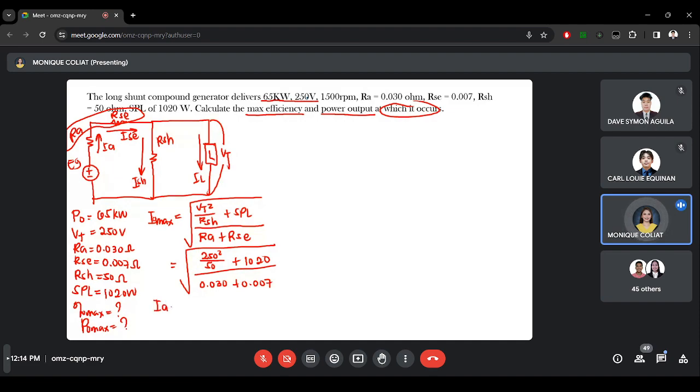What is our IA max? At 12 midnight, let's look at the load. We have a load of 100 kilowatts at 12 midnight.